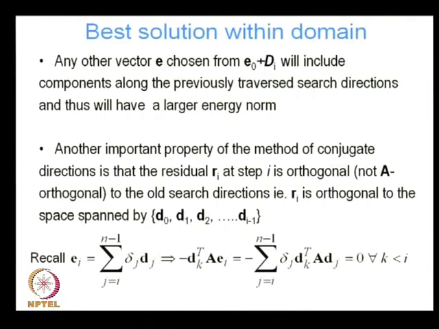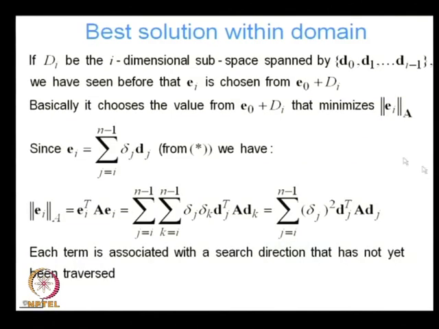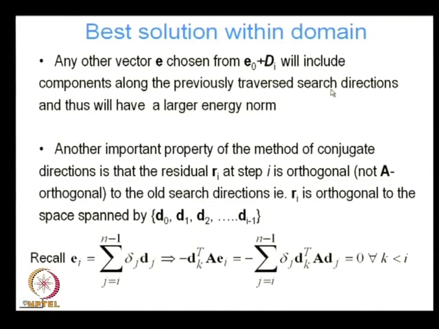So, any other vector e chosen from e_0 plus D_i will include components along the previously traversed search directions, and thus it will have a larger norm. Why will it have a larger norm? Because it will include not only j equal to i to n minus 1, it will also include terms involving i minus 1, i minus 2 and so on and so forth. So, this does not include any components in the subspace spanned by D_i. So, this basically shows us, what does it show us?